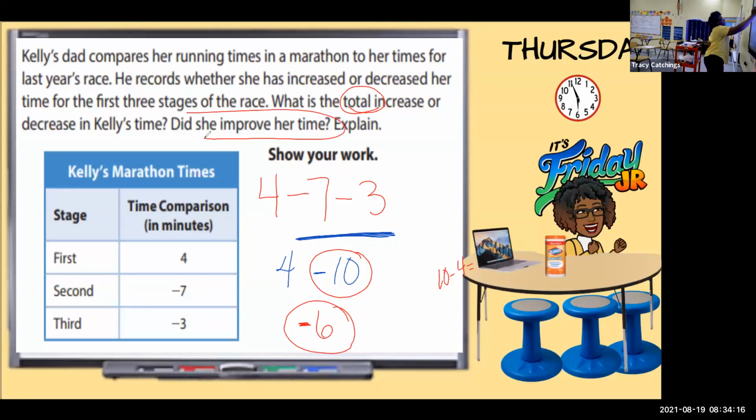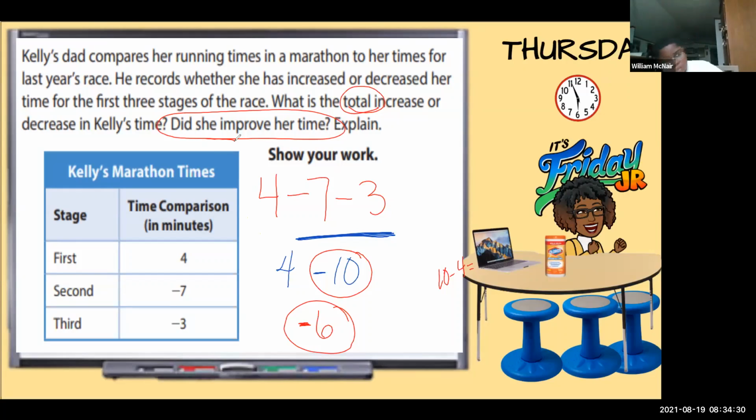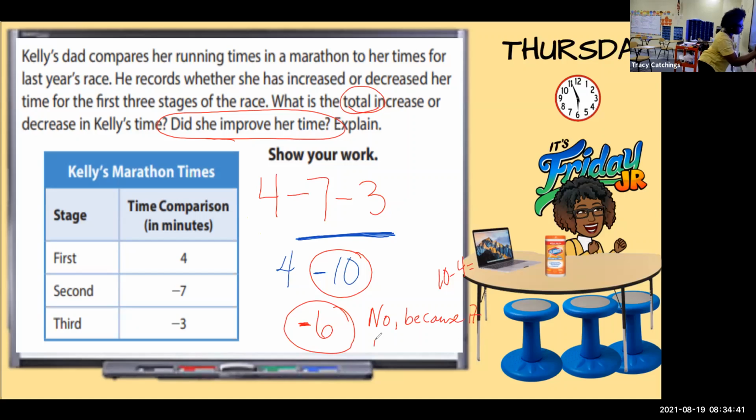They then asked us, did she improve her time? Would you say she improved and she ended up with -6? No, because that's negative. Good job. So we would say no, because it is a negative value. So when they give us two parts to questions, try to make sure we go back and answer every part that they give us.